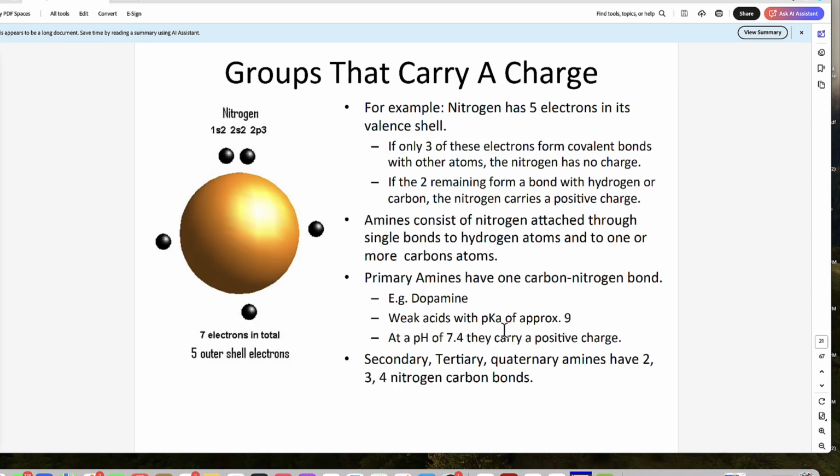So looking at, let's say, amines consist of nitrogen attached through a single bond to hydrogen atoms or to 1 or more carbon atoms. A primary amine has 1 carbon-nitrogen bond. An example will be dopamine. It's a weak acid. We learned about that in last chapter, in chapter 4, and it has a pKa of approximately 9. So we know that it is a very weak acid. Okay. At a pH of 7.4, it carries a positive charge.